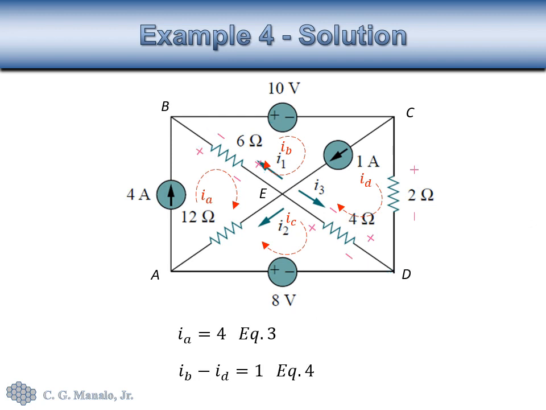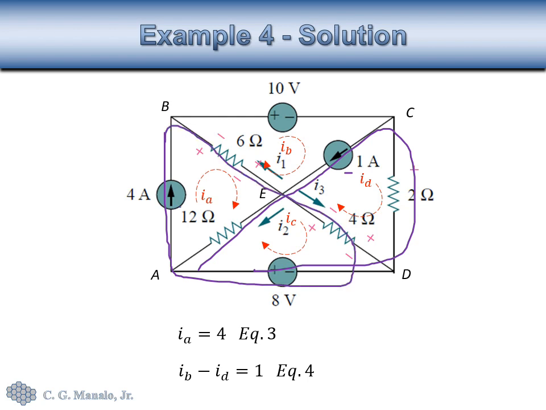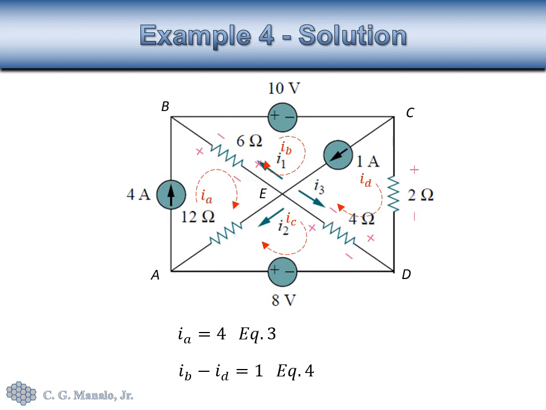Okay, now we have two equations and we need two more. Now we can't find any more supermesh that does not contain a current source. For example, this one, we cannot use this because of this current source. We cannot also use this one. There's also a current source. So the next move here is to express the independent current source in terms of the loop currents.